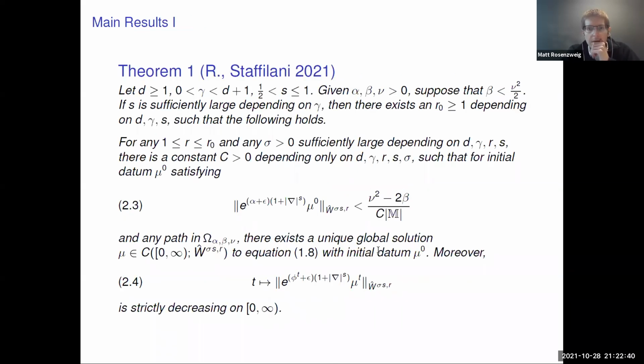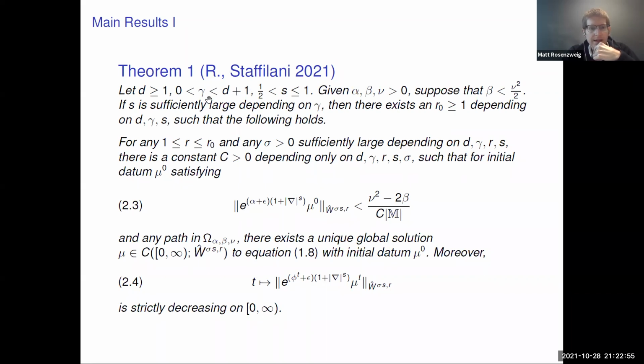So what are the main results? The statement is a bit much to parse. So don't try to read it yourself. Let me just try to explain it. Okay, we're given some parameters here.